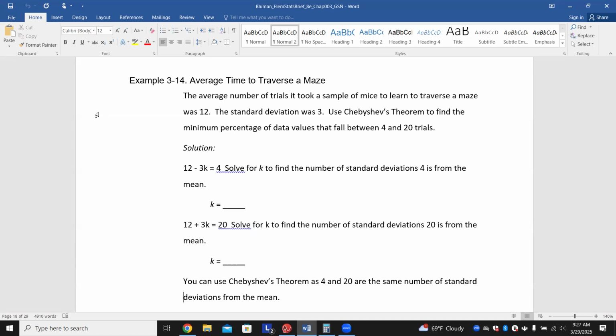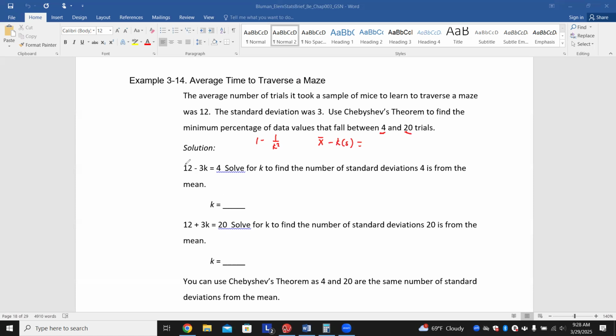We know the equation for Chebyshev's is 1 minus 1 over k squared. That's his formula. When we want to find how many standard deviations away, we would do the mean minus k, the number of standard deviations, times the standard deviation, and that would equal my result. So we have to use this to figure out how many standard deviations 4 and 20 are.